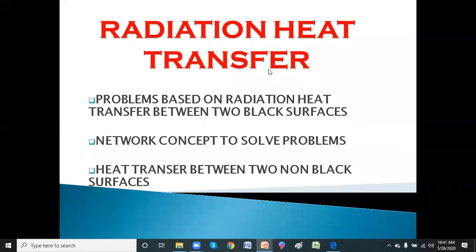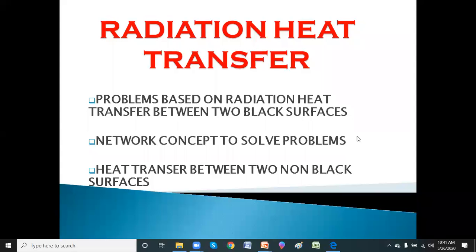Now, to find Q12, you remember we went for an electrical network where R is called the shape factor resistance, that is 1 by A1 F12. I will just show you the diagram again and revise it once more. Once you have the concept of the electrical network analogy, it becomes very easy to solve problems based on radiation heat transfer.